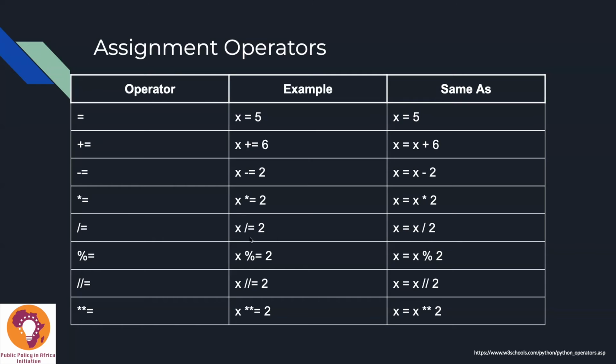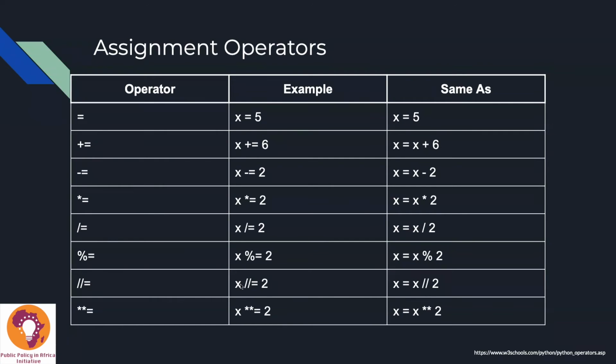Divide equals, x divide equals 2, assuming we have 5 here. You know that you're going to end up with 2.5, because you take 5 divided by 2 and then assign that back to x, and now the value of x is 2.5. Modulus equals. So we have 5 stored in x. So 5 modulus equals 2. Now 1 is going to be stored in x because 5 modulus 2 evaluates to 1, and you store that back in x. And that's what's going on there.